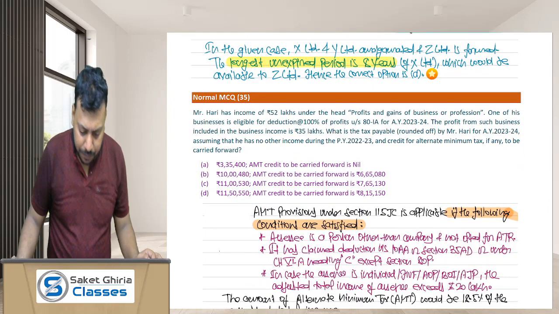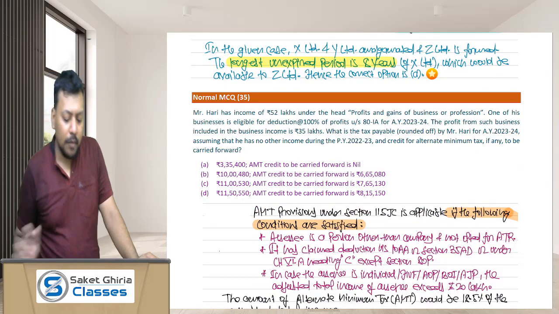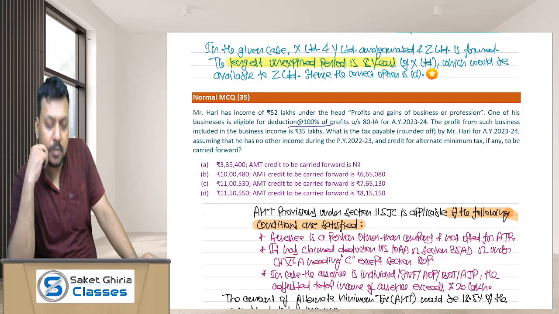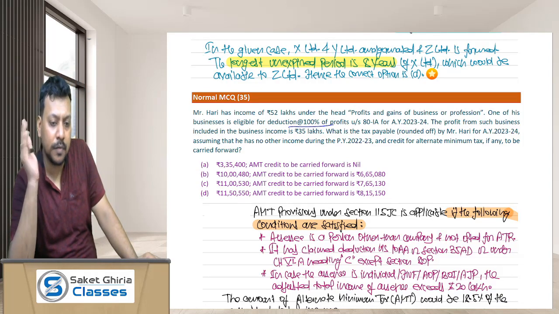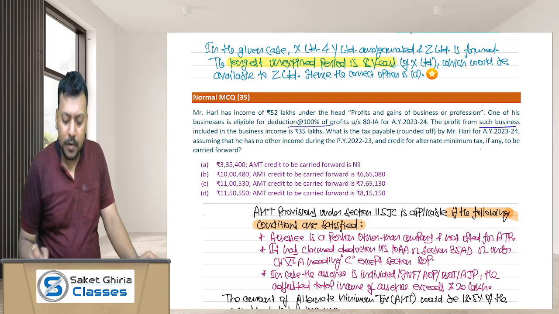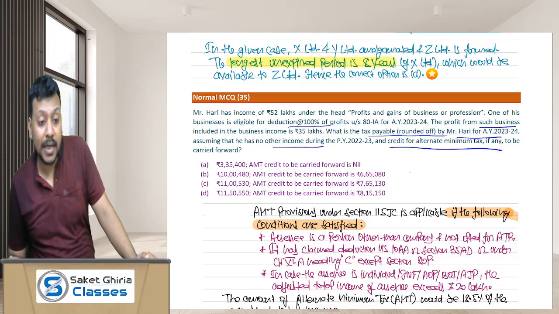Okay, moving further, Mr. Hari has an income of 52 lakh under the head PGBP. One of his businesses is eligible for 100% deduction under 80-IA for assessment year 23-24. Means out of 52 lakh, 35 lakh is deducted, so your income is rupees 17 lakh. The profit from such business is 35 lakh. What is the tax payable by Mr. Hari, assuming that no other income is there, and credit for AMT, alternate minimum tax, is there?